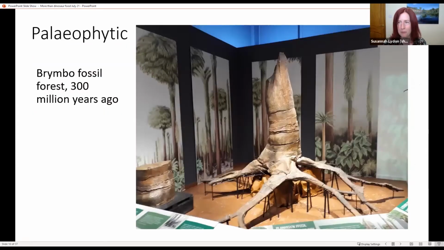So we're moving forward in time. We're now about 300 million years ago, and this is a display that's in the National Museum of Wales in Cardiff. By 300 million years ago, forests have been a thing for millions of years. And in the Carboniferous period, which we're now in, you have huge, enormous forests across most of the Northern Hemisphere, laying down huge amounts of biomass.